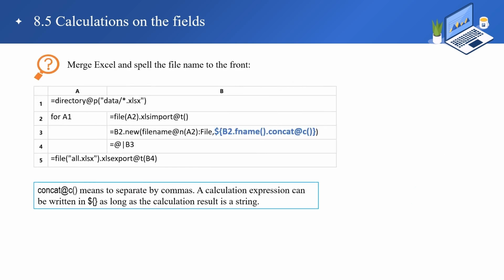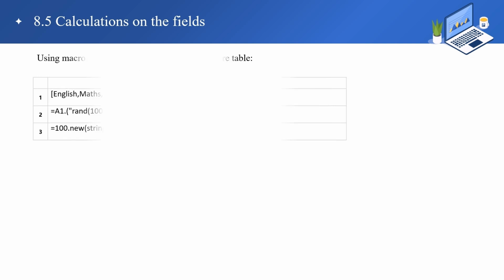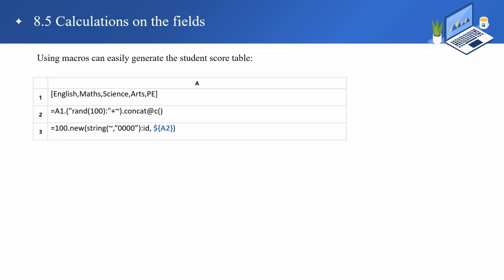Using macros, we can solve the problem of spelling the file name to the front in merging Excel. Concat@c means to separate by commas. A calculation expression can be written in $ and braces as long as the calculation result is a string. Using macros, we can easily generate the student score table. The calculation result of A2 will be a string like this.